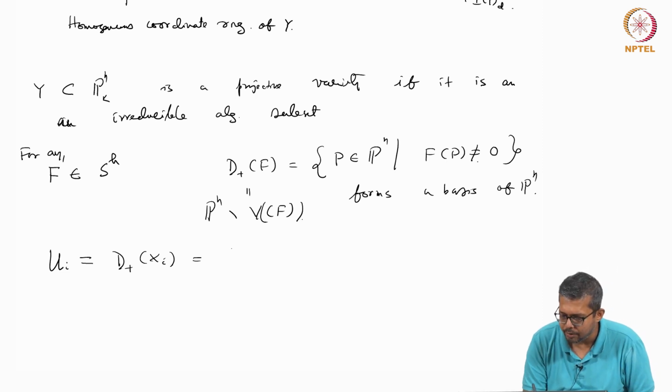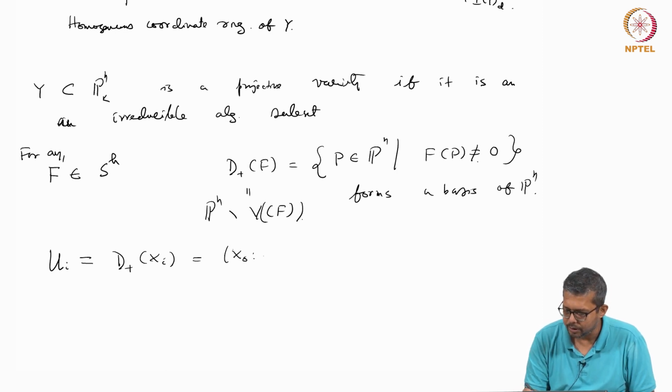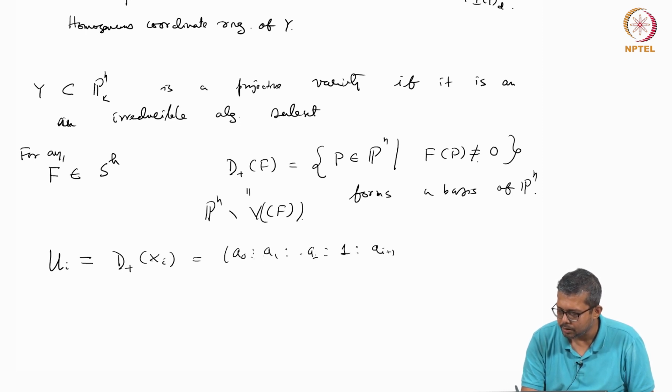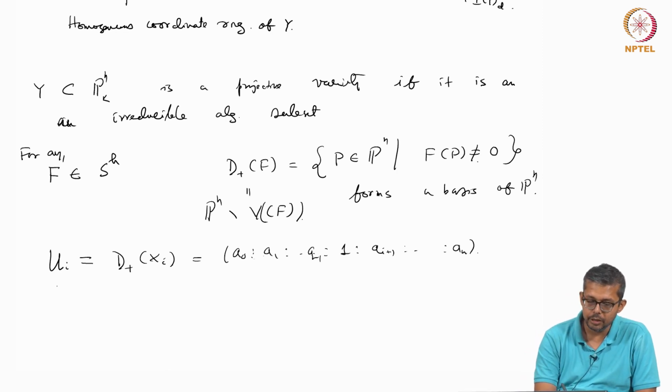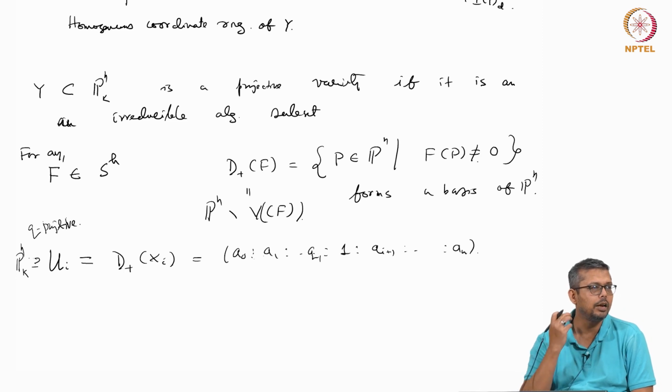So this you can identify with the points like (a0, a1, ..., 1, a_{i+1}, ..., an), where the 1 is in the i-th position. Now this Ui is an open subset in Pn, and this is a quasi-projective variety. So what is quasi-projective? An open subset of any projective variety is called quasi-projective, like quasi-affine.